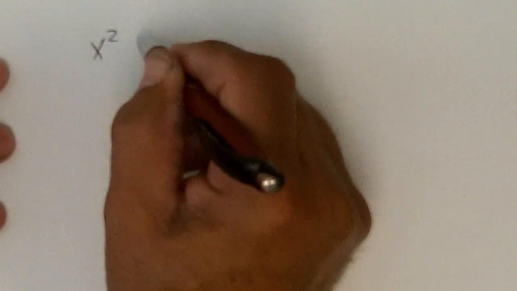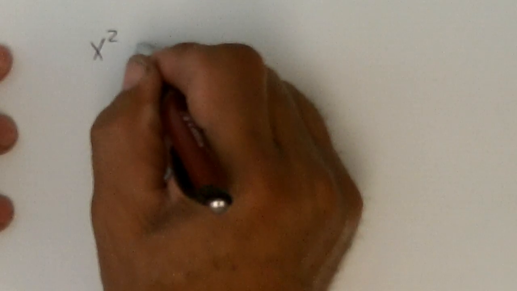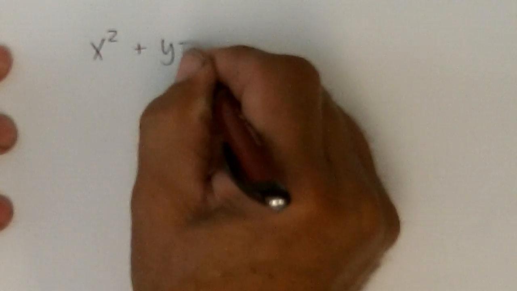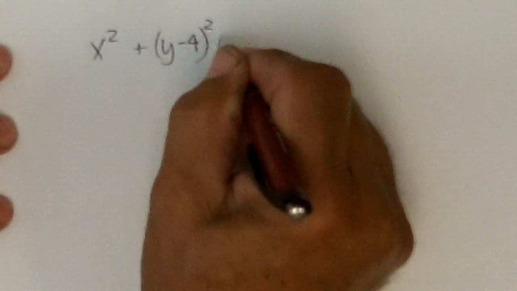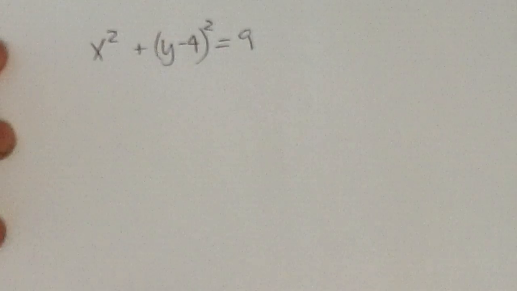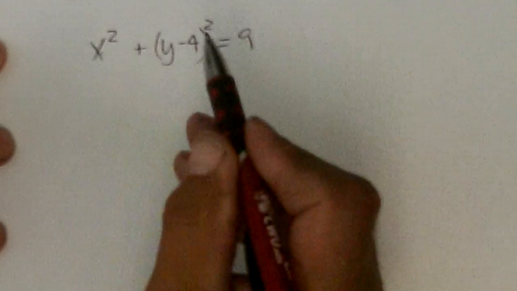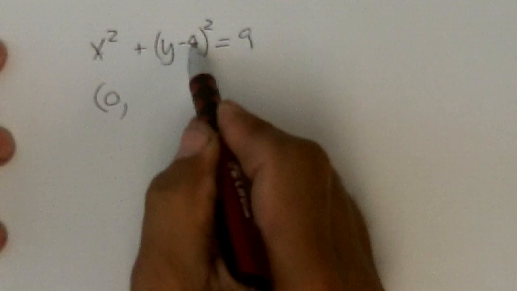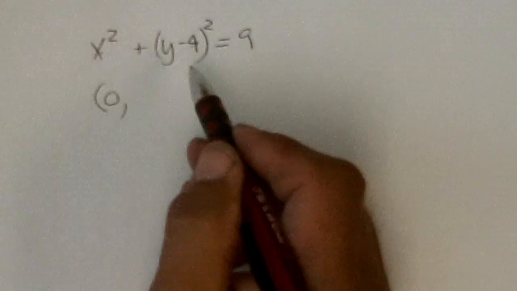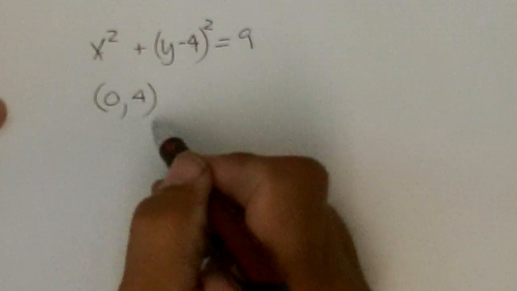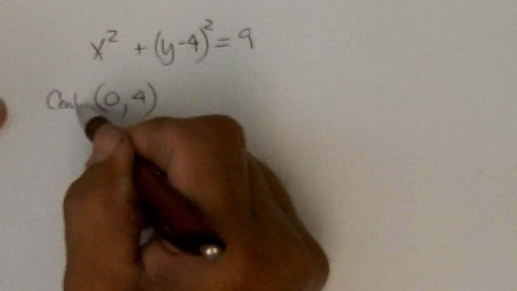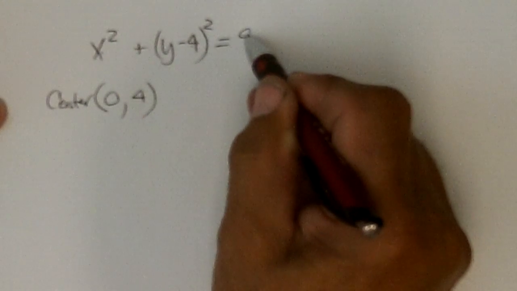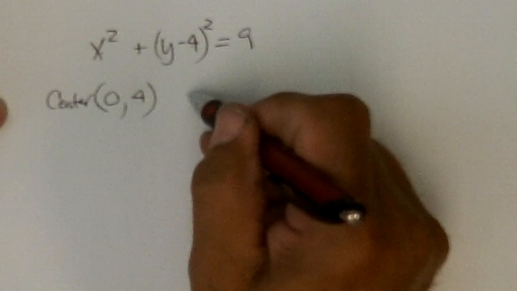If I had x squared plus y minus 4 squared equals 9, I have a circle that's not moved in the x direction, so 0 for the x coordinate of the center. And minus 4 moves it up 4. There's the center. And the radius, of course, is the square root of this, which is 3.